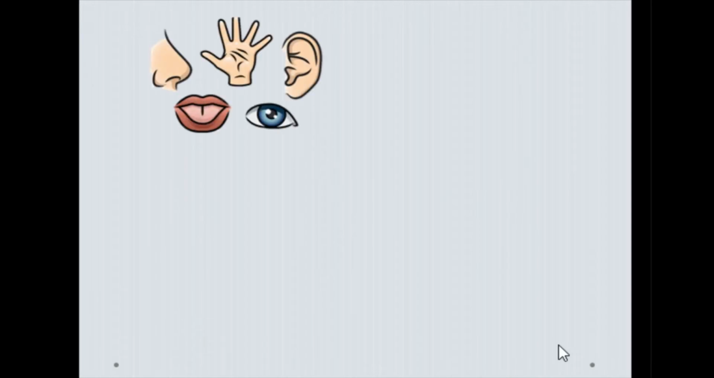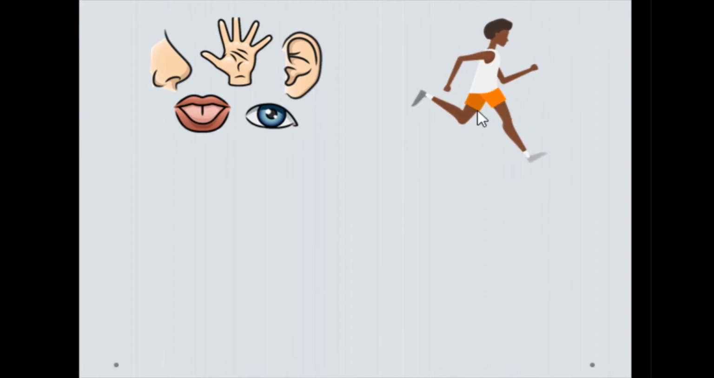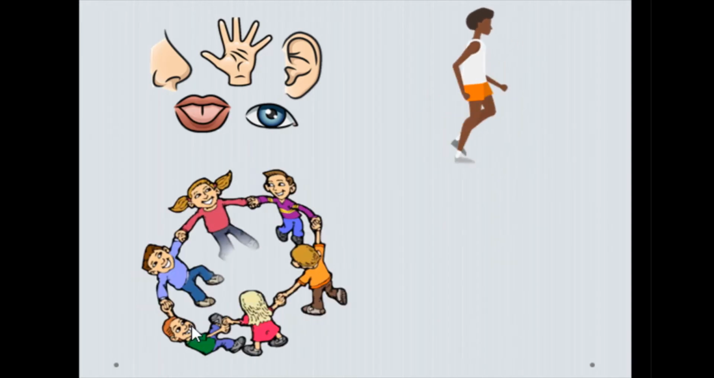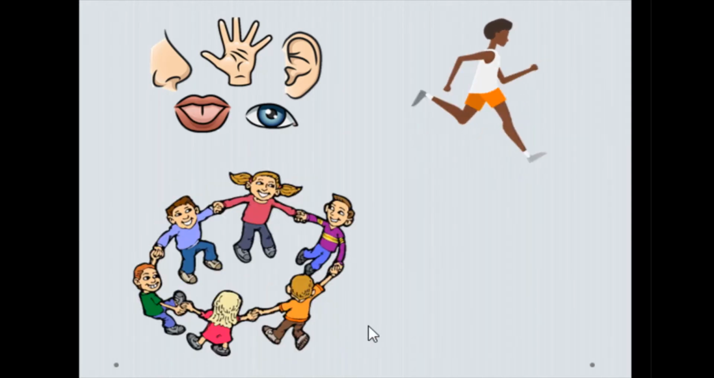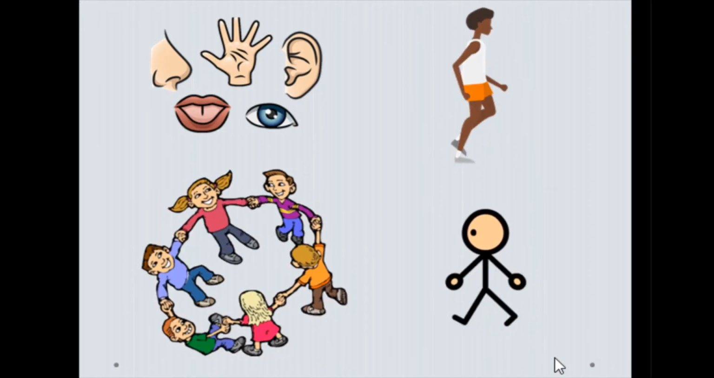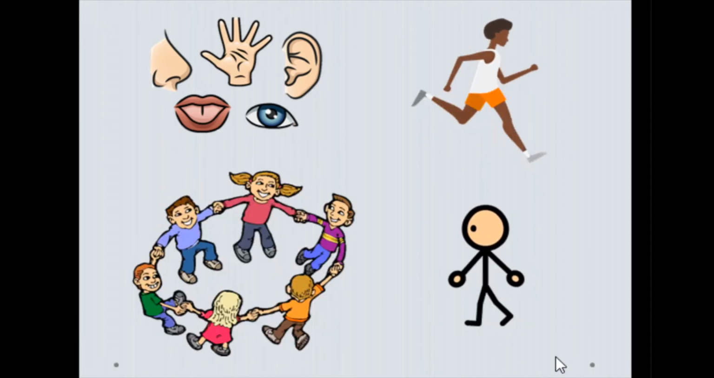Because we have the neurons, we are able to smell, taste, feel, hear, and see. Because of it, we are able to run as fast as we can. We can also walk and play with other friends. That is how important neurons are in the nervous system.